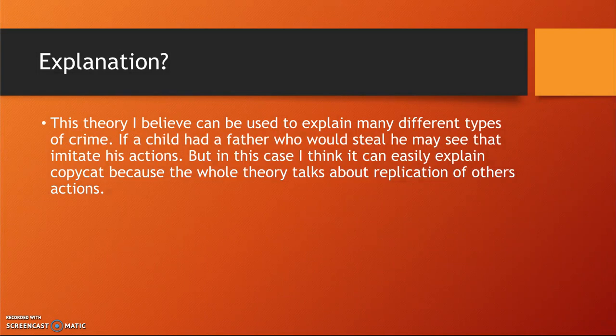The theory, I believe, can be used to explain many different types of crime. If a child had a father who would steal, he may see that and imitate his actions. But in this case, I think it can easily explain copycats because the whole theory talks about replication of actions, and that is exactly what a copycat killer does.